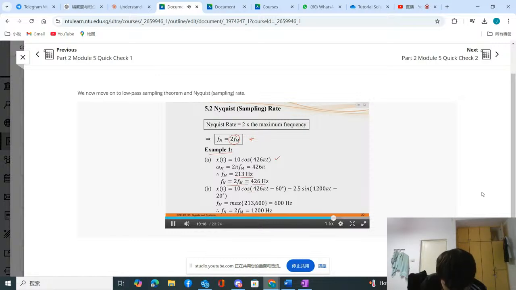In the second example, I have a sum of 2 sinusoids, right? x(t) comprises 2 sinusoidal signals. One is at 426 pi t with a phase angle, and the other is at 1200 pi t with a phase angle of 20 degrees. So in this case, my frequency F1 is 213, and therefore the Nyquist sampling rate will be 2 times the highest frequency, which is 1.2K.